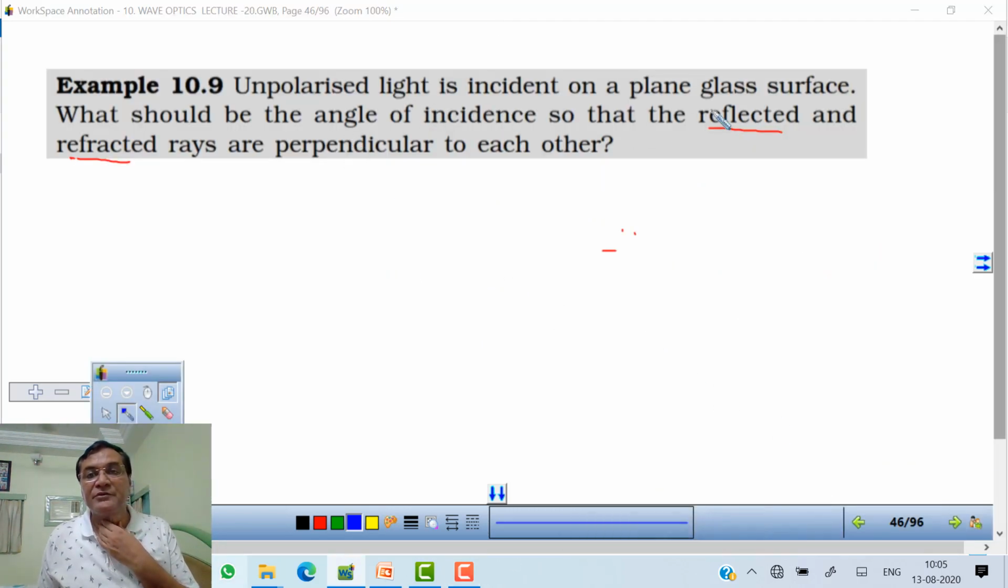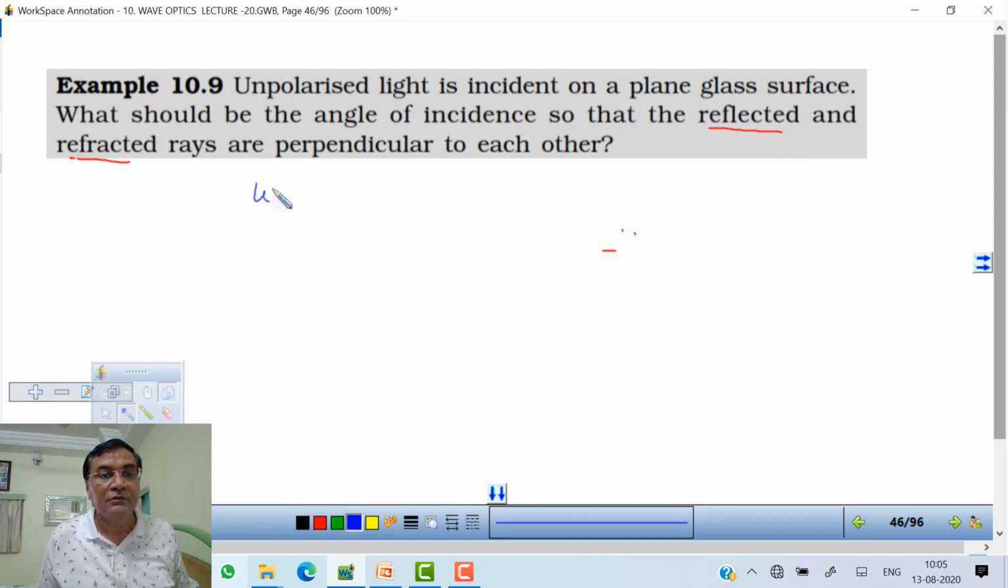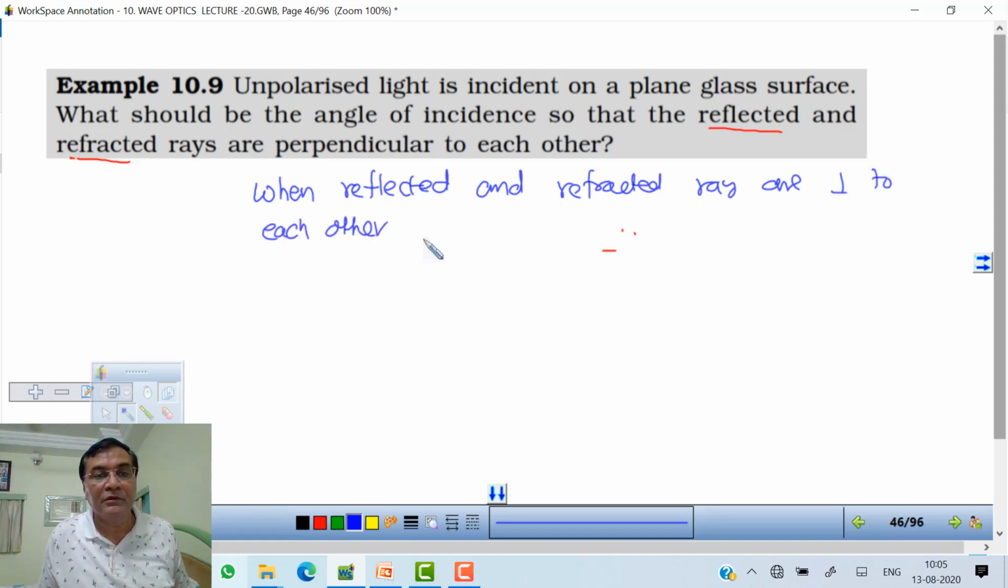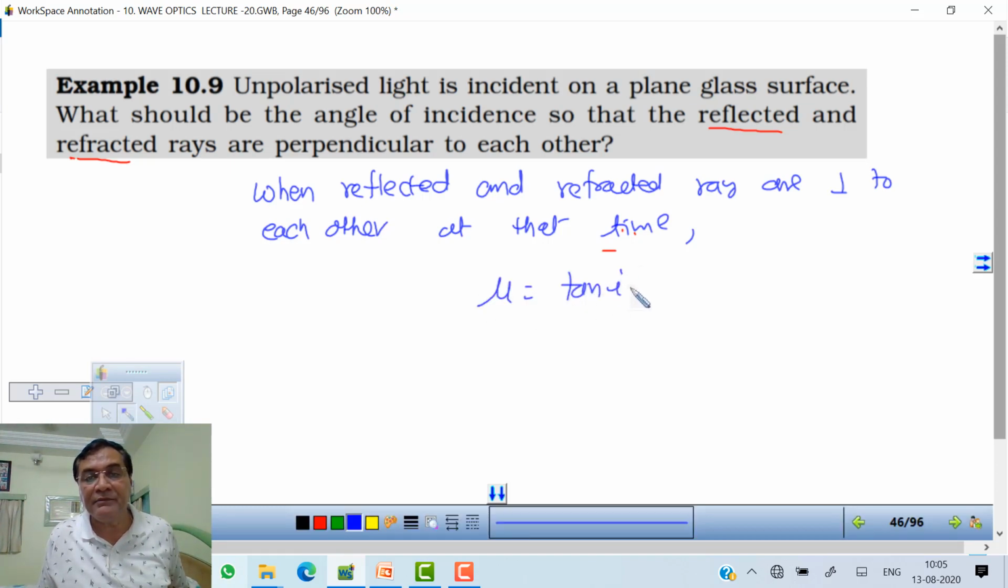Unpolarized light is incident on a plain glass surface. What should be the angle of incidence so that the reflected and refracted rays are perpendicular to each other? Okay, when reflected and refracted rays are perpendicular to each other, at that time we can apply Brewster's law. No need to write it. At that time what we have? Okay, mu is equal to tan IB.